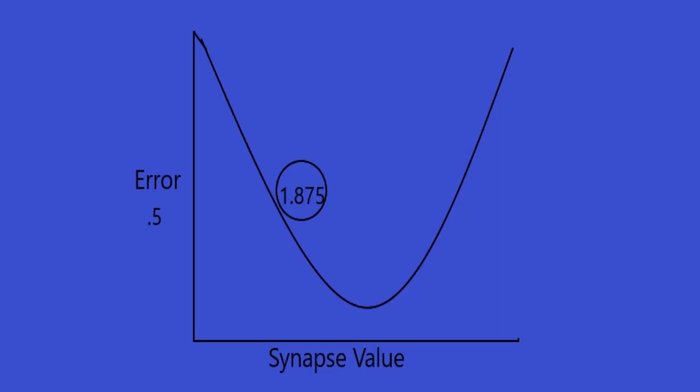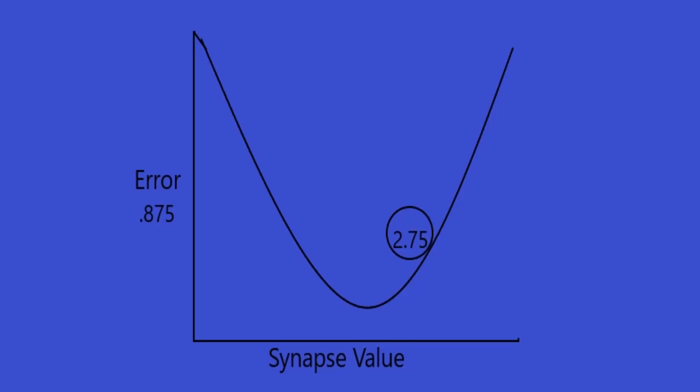We increase it to that. The error decreased. As you can see, the old error was 0.75. The new error is 0.5. And if we increase it yet again, then the error will increase again.